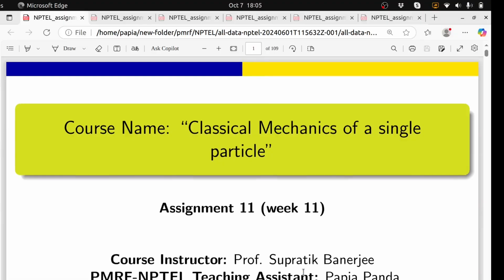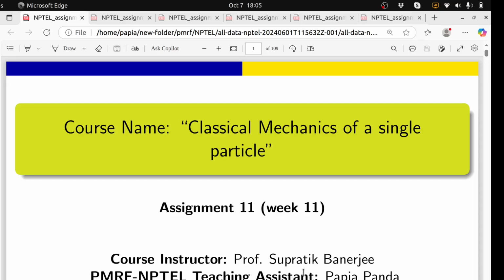So in week 11, assignment 11, what did sir teach in this whole week? Sir taught about the phase space and the properties of the phase space. Then there were fixed points, the different types of fixed points, and some examples of fixed points he discussed in his lectures. And after that he told how we can come up with examples of fixed points for the classical mechanics of a single particle, and what the properties of these fixed points are.